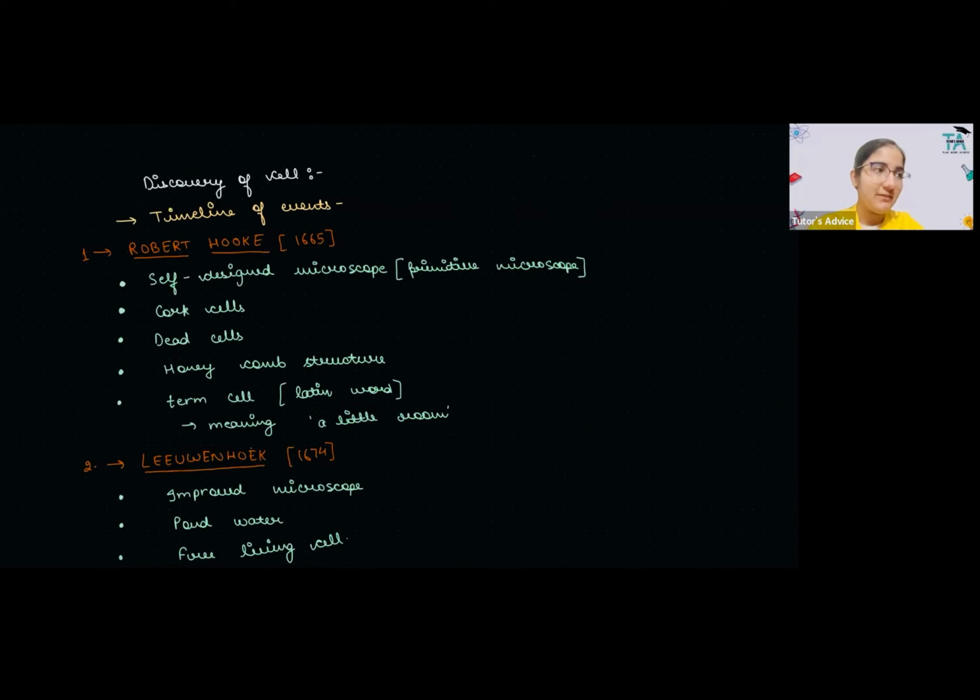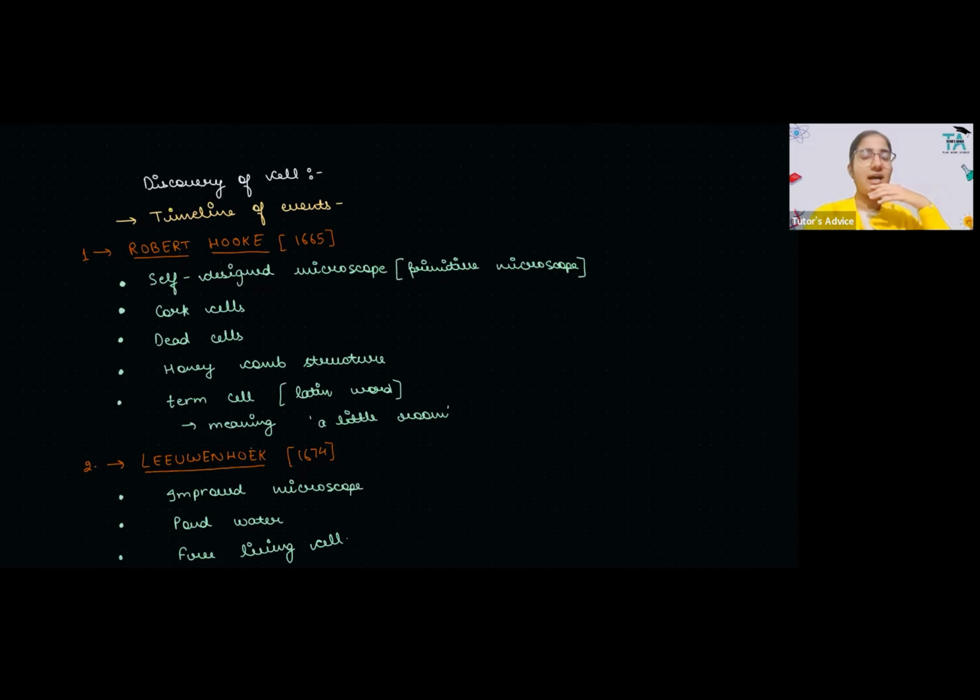So, since we are starting with our revision series now, our first thing is going to be chapter number 5, the fundamental unit of life. And this is going to be a revision lecture, so we'll try to cover it within 20 or 25 minutes, not more than that. This is going to be the first half of the chapter. The next half will be covered in another video. Okay, let's start with the revision.